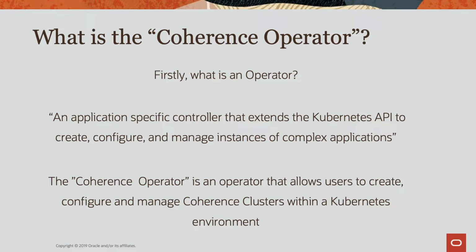What is the Coherence Operator? Firstly, let's define an operator. It's an application-specific controller that extends the Kubernetes API to create, configure, and manage instances of complex applications. The Coherence Operator is an operator that allows users to create, configure, and manage Coherence clusters within a Kubernetes environment.